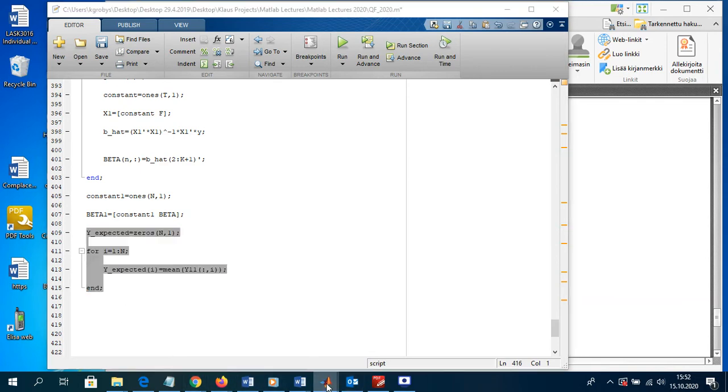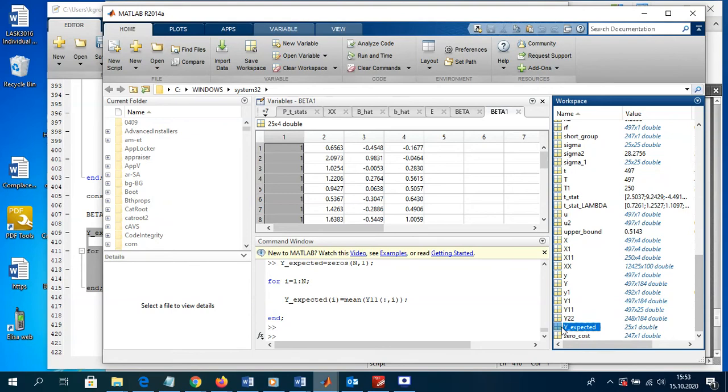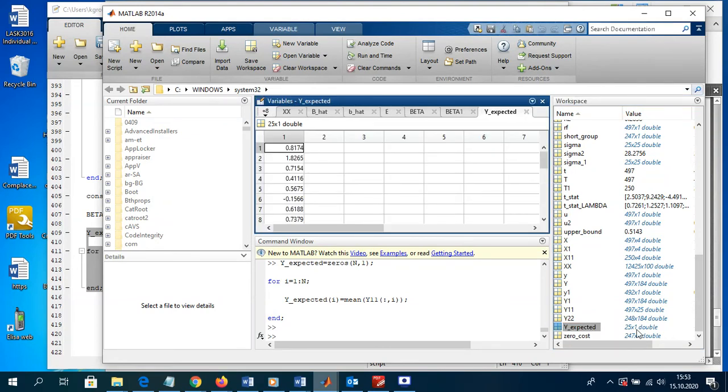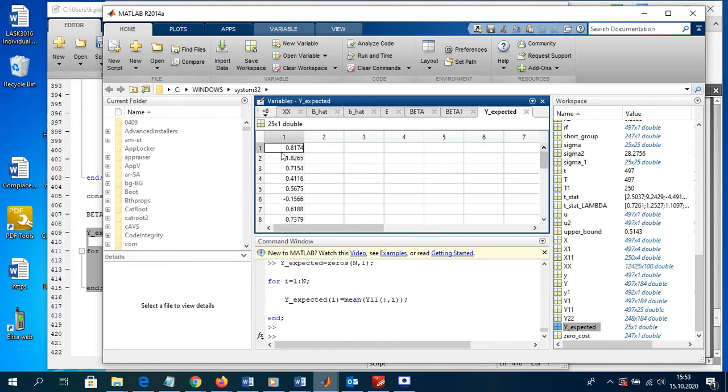So let's copy this into MATLAB and see what happens. Let's take our y expected and see what it is. It should have exactly the correct dimensions, 25 by 1. This is the vector of cross-sectional returns. The first entry is the average return of the first test asset, the second entry is the average return of the second test asset, and so on.